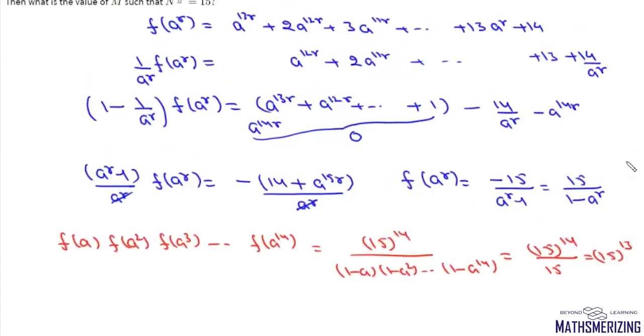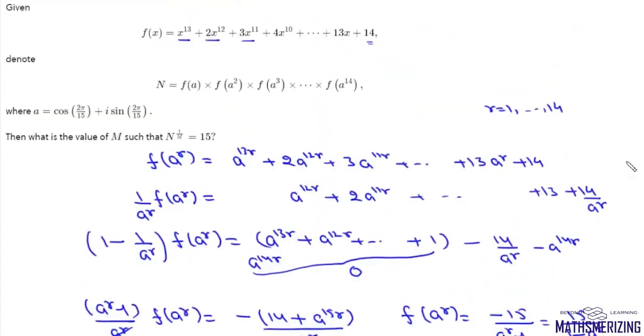Now in the question it says, if this N is 15 to the power 13, then we need to find the value of m such that N to the power 1 by m is 15. So we can write N to the power 1 by 13, it is 15. So value of m in this case will be 13, and that is the answer to this question.